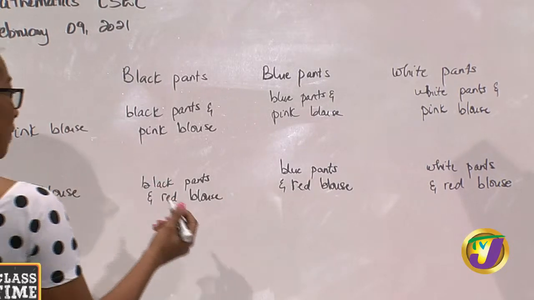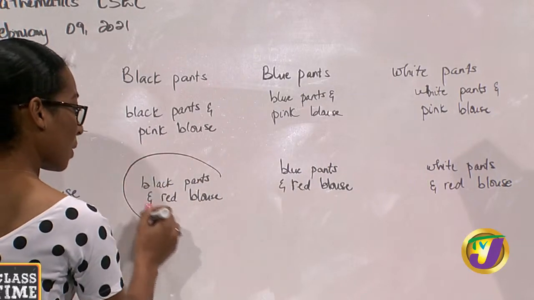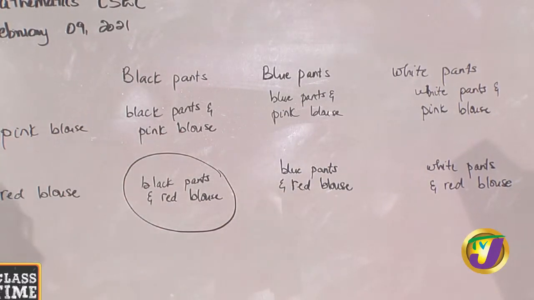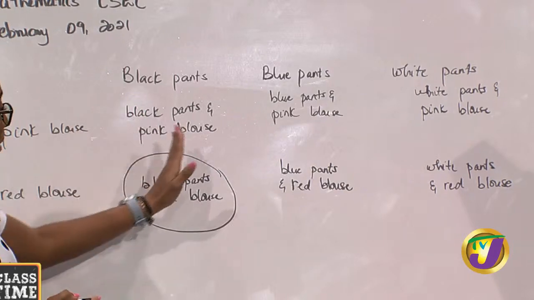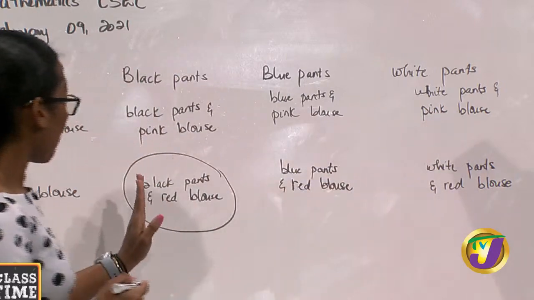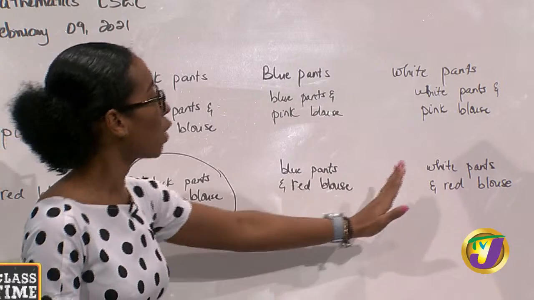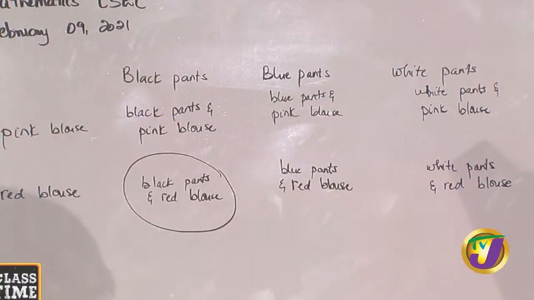But now, the favorable one that we're talking about, which is the black pants and the red blouse, we only see it one time, once. So when we look at our table here, we're seeing it once. We're seeing black pants, pink blouse; blue pants, pink blouse; white pants, pink blouse; black pants, red blouse; blue pants, red blouse; white pants, red blouse.